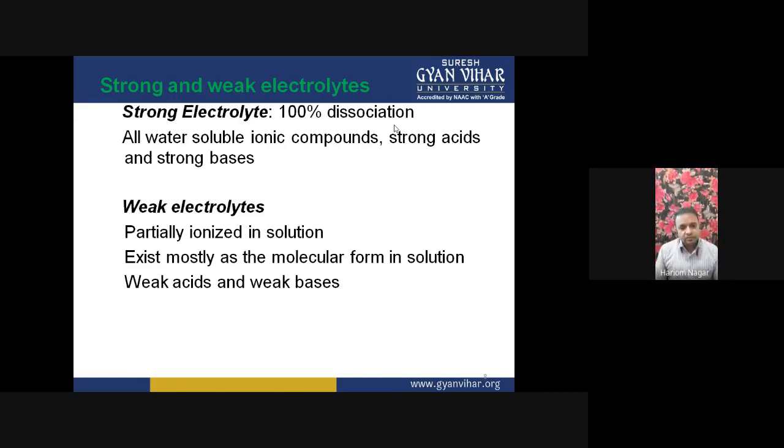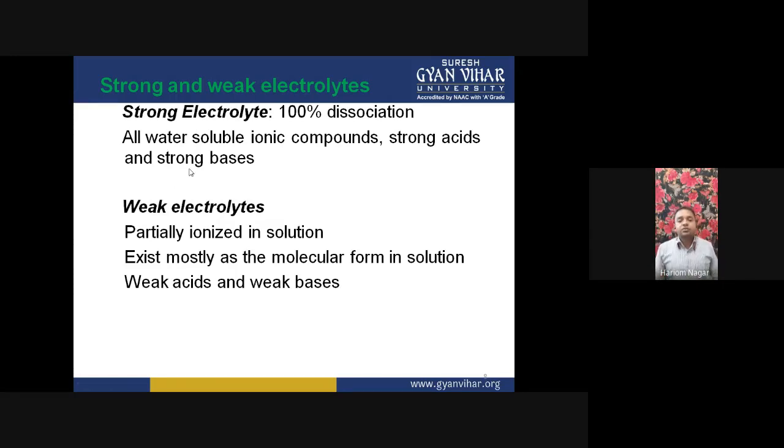For example, NaCl, NaOH, and other very strong acids have the property of strong electrolytes. So all water soluble ionic compounds, strong acids and strong bases are strong electrolytes. All the water soluble ionic compounds are strong electrolytes, all the strong acids are strong electrolytes, and all the strong bases are strong electrolytes.